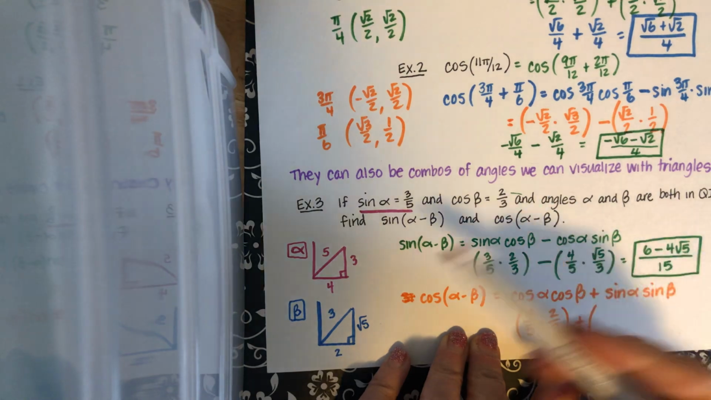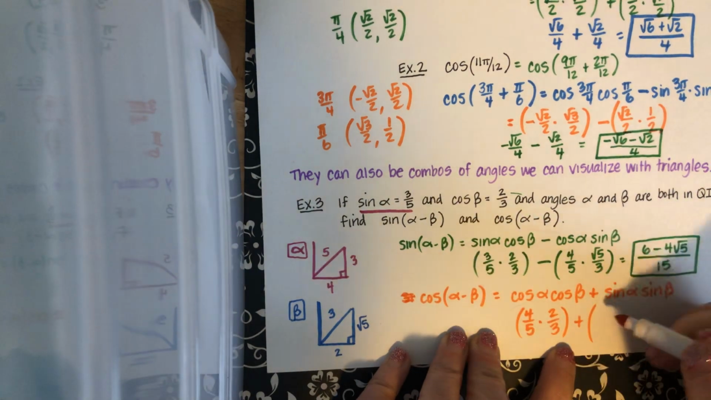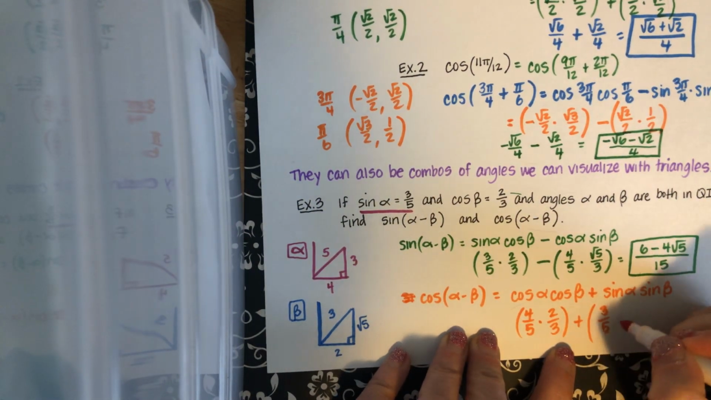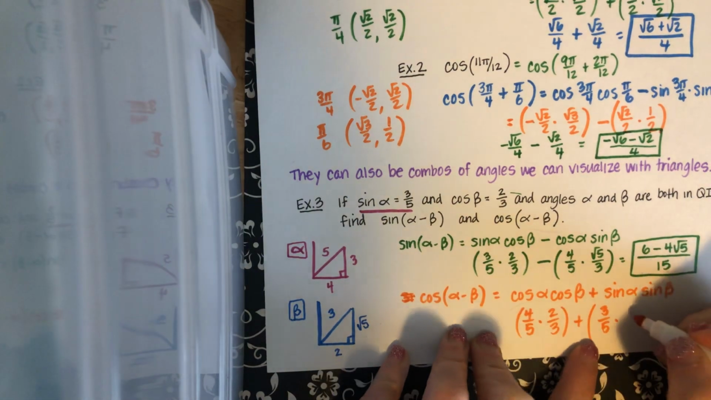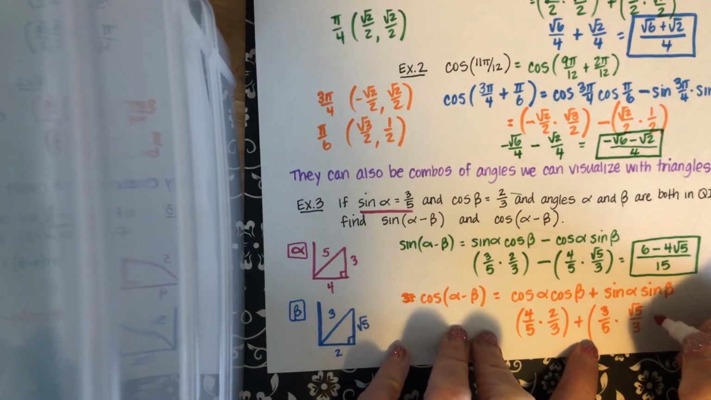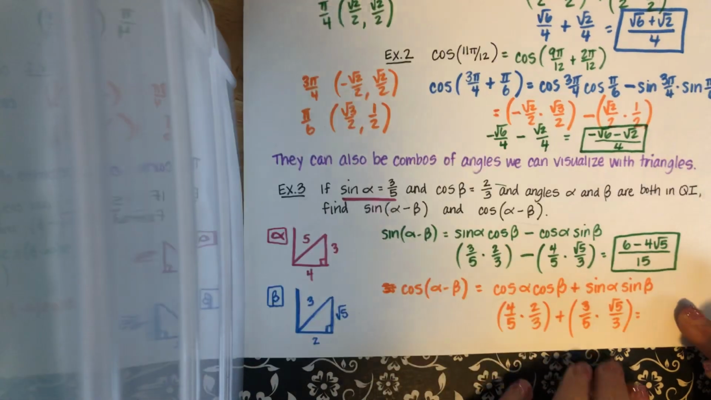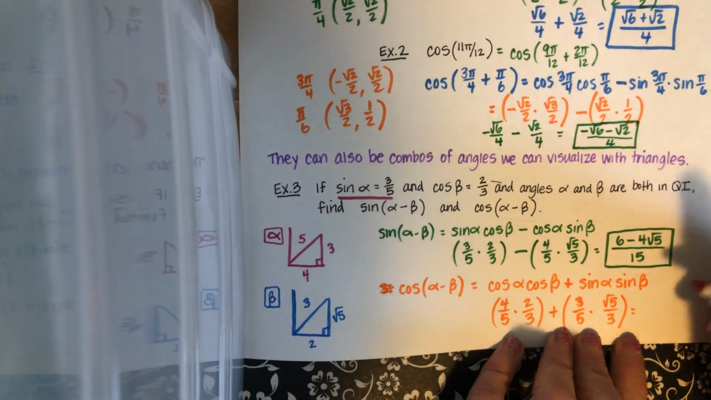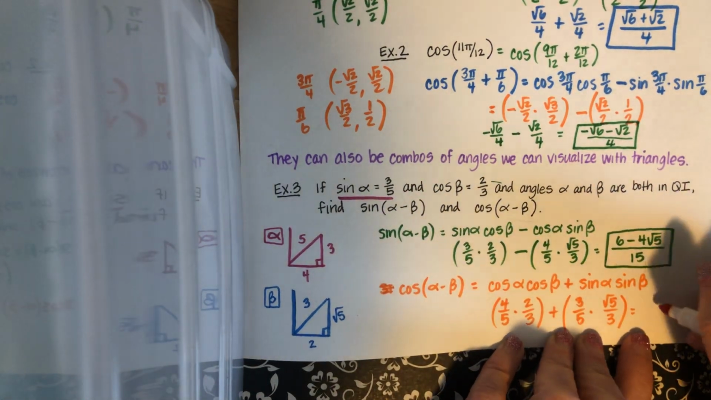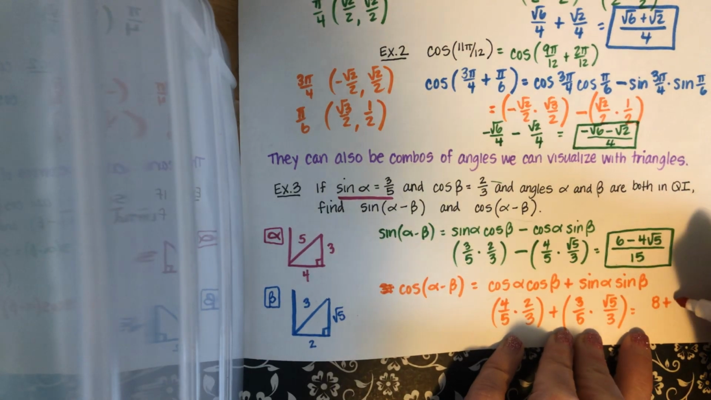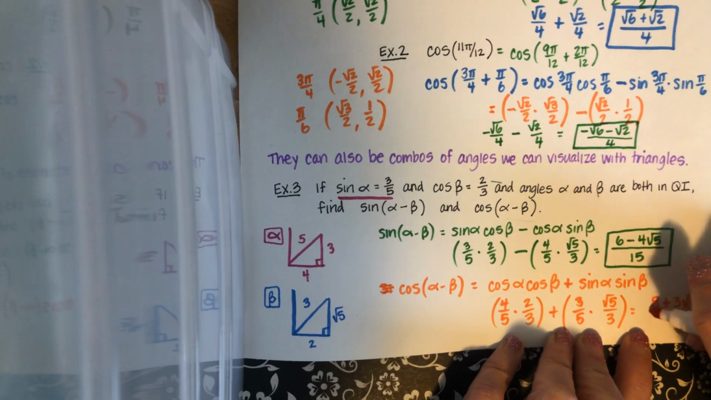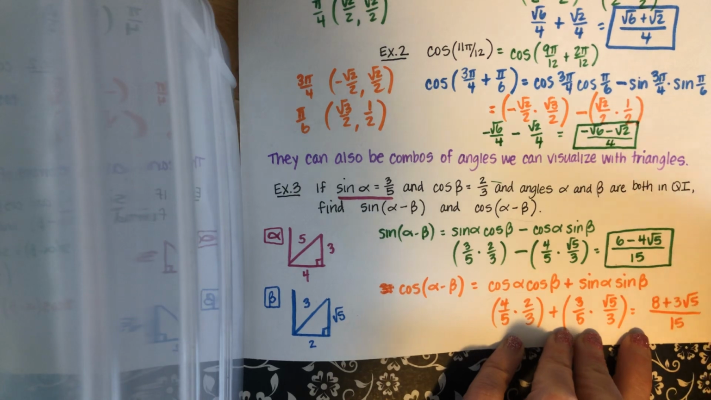And then I have sine of alpha. That's opposite over hypotenuse, so that is 3/5. Sine of beta is root 5 over 3. So if I simplify and combine that to be one fraction, I'm going to have 8 plus 3 root 5 all over 15.